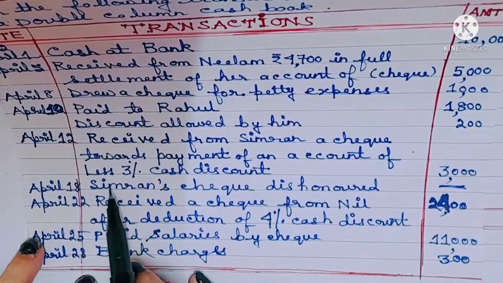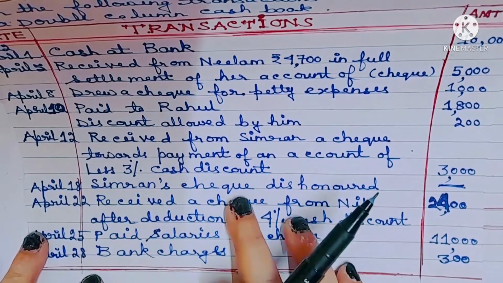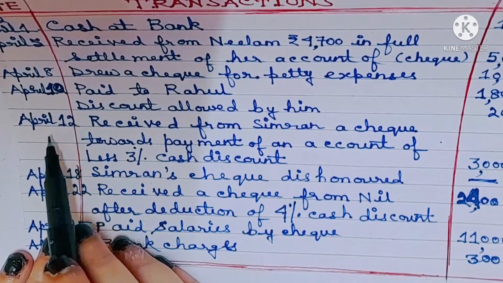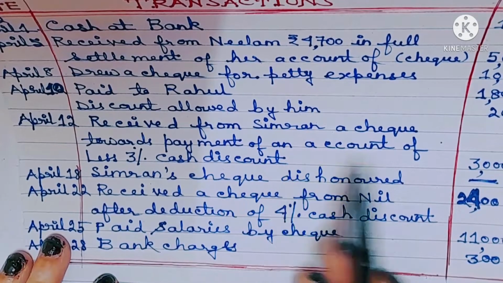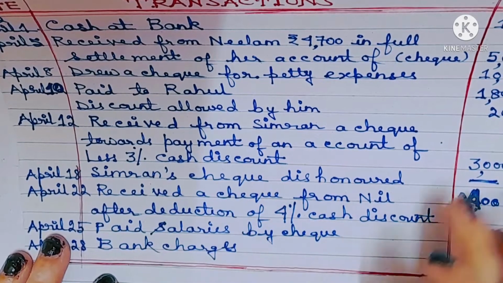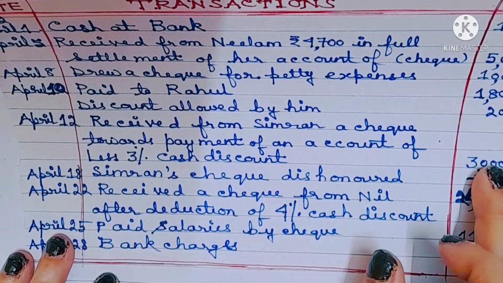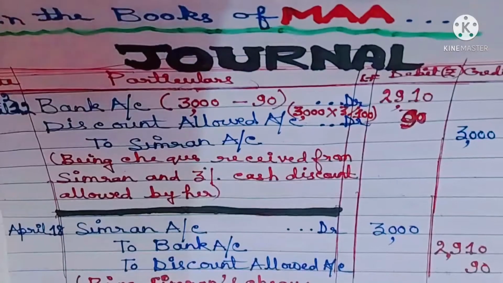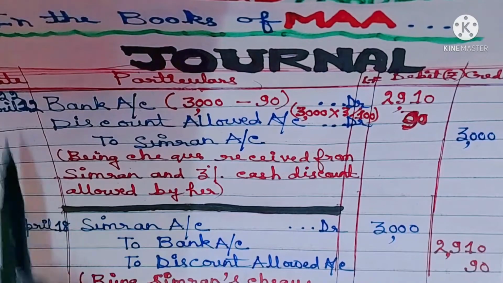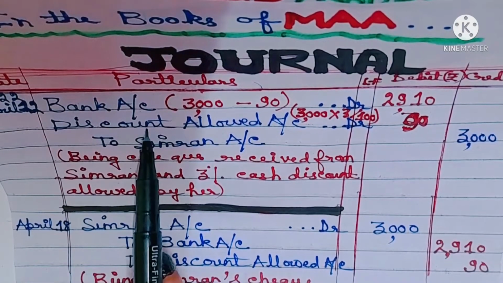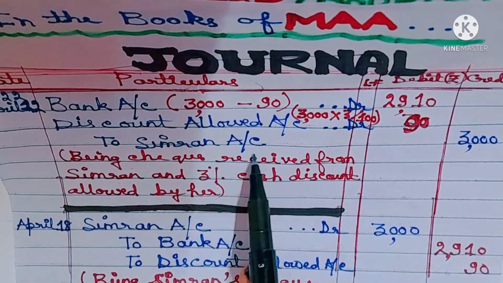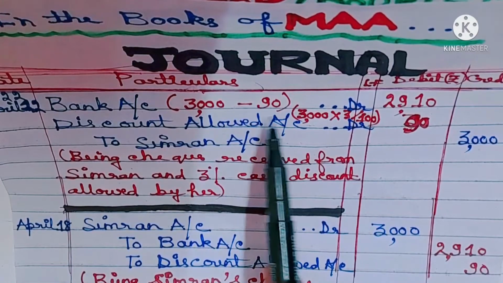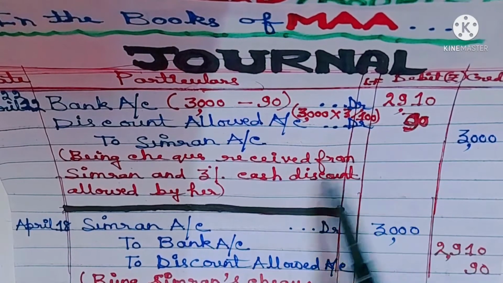The next transaction is on 18th April, Simran's check dishonored. So what was the amount? On 12th April, received from Simran a check towards payment of an account less 3% cash discount. 3000 check received করেছি তার থেকে less করতে হবে cash discount. We have done it. So do you remember the journal entry? Let me show you. On 12th April, bank account debit, discount allowed account debit, to Simran account. Bank account 3000 minus 90 discount allowed by Ma to Simran, 2910 rupees. Discount allowed 90.